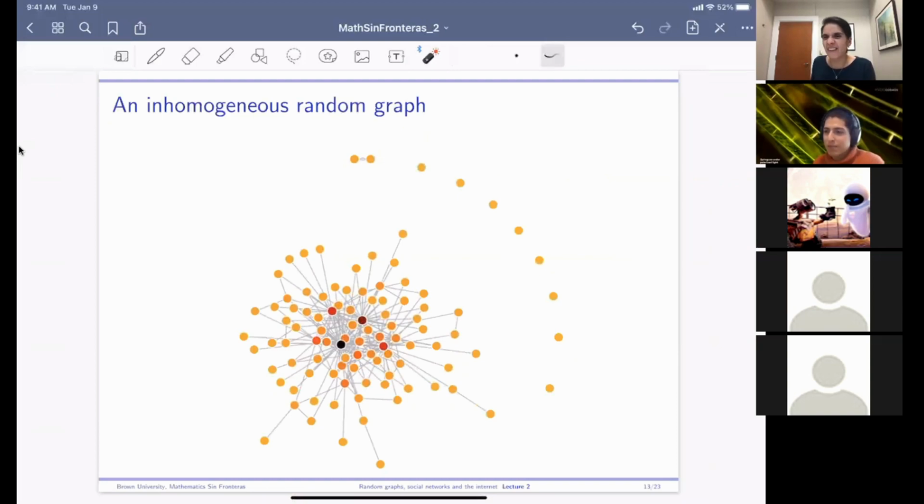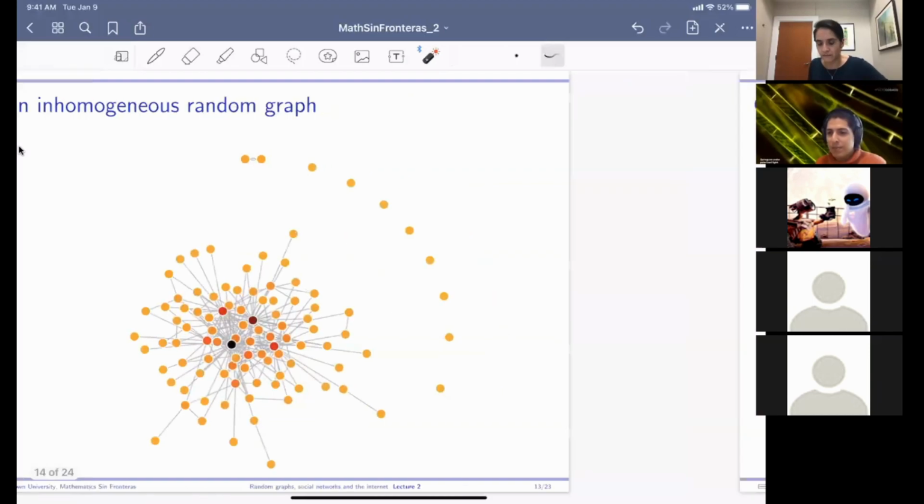Hopefully you can see that this does look very different from the Erdős-Renyi graph, even though, as Jose was telling us, the average degree is actually very close. They're very similar. It's just that the distribution is different. The tails are very different, and that's what gives us this very different look of how the graph appears.